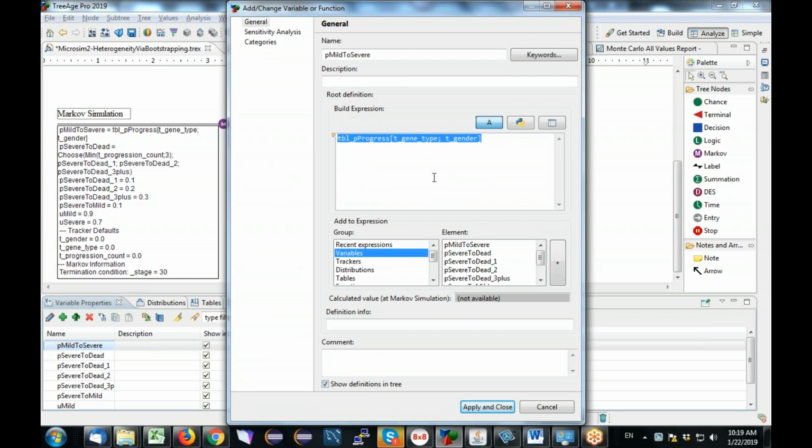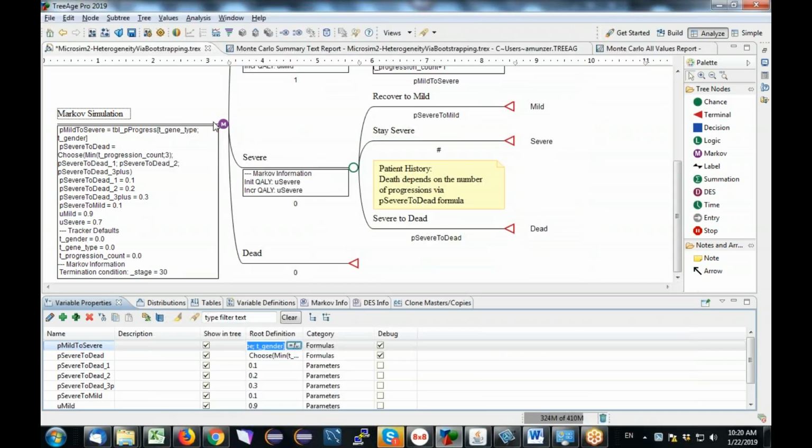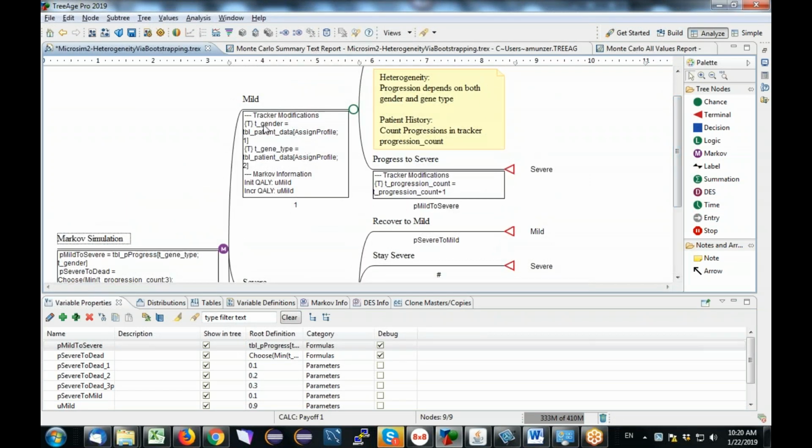But I did miss one thing that I wanted to show you, which is how we got the T gene type. I put it in a tracker right here as they enter the model. I set tgender equal to, thank you for pointing this out because I did miss this, the gender from the patient data table based on the profile that was assigned, that's the distribution, and column 1. And the gene type, same table, because that's where all the individual real world data is, same profile, but column 2 has the gene type. So I had missed that.